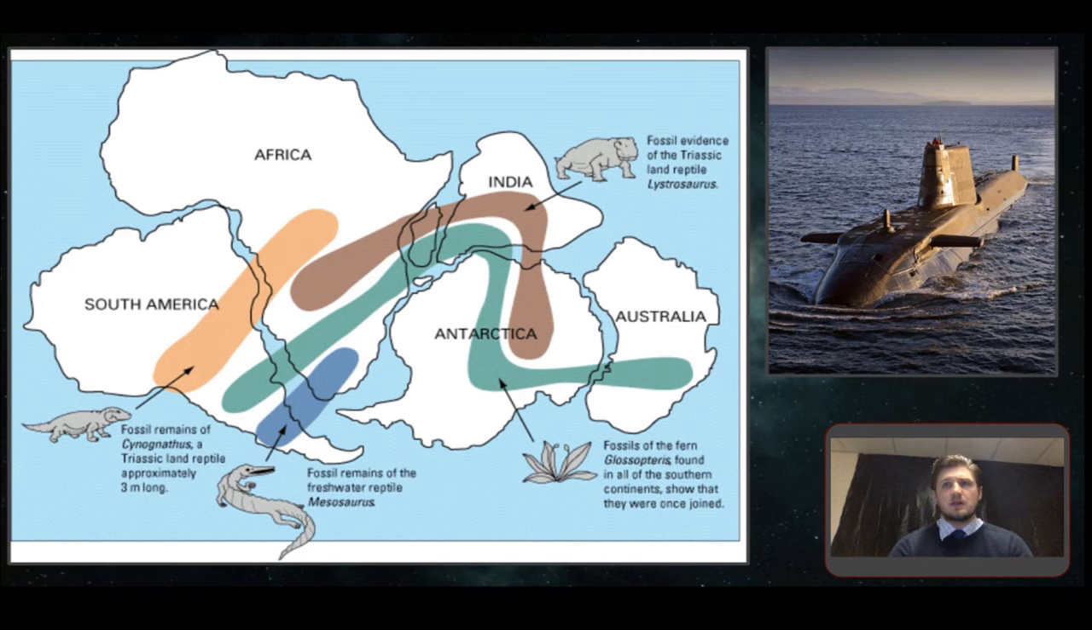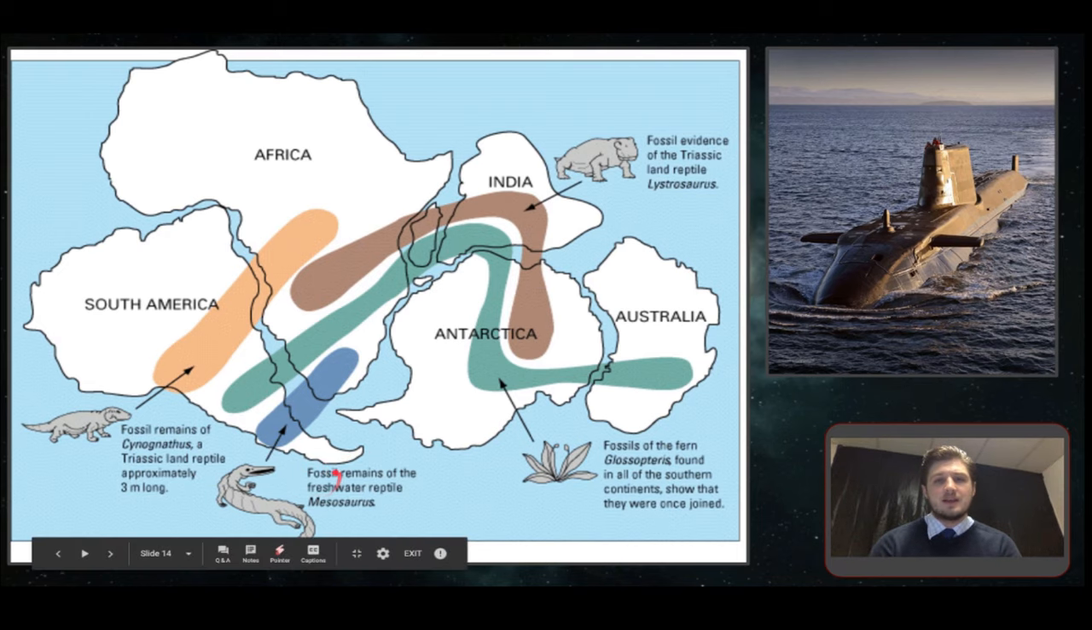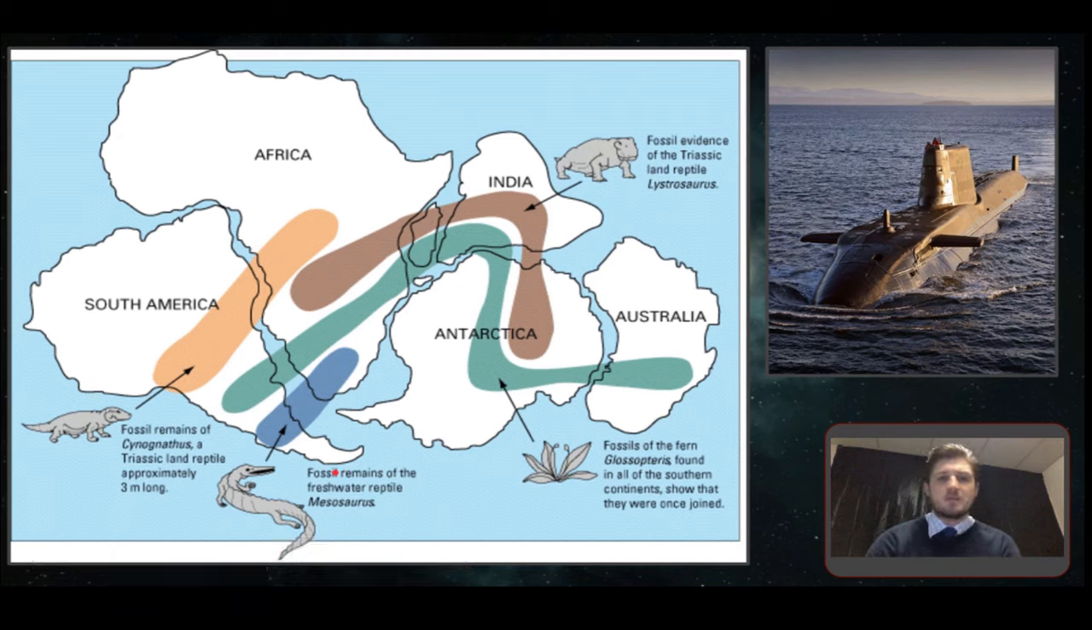So here you can see our current shapes of the continents as they exist today, and some examples of fossils. One of the famous ones, the Mesosaurus, is a freshwater reptile, rather like a small crocodile, this one here. And it was found both in Brazil and South Africa. Now, a freshwater organism, as you know if you've done any biology, would find it extremely difficult to cross a saltwater ocean. So there are a number of other examples.